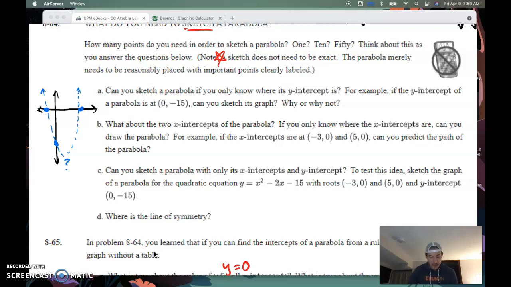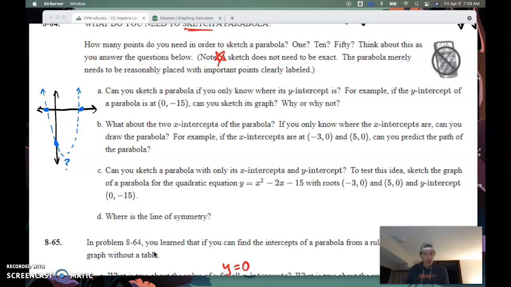I still have questions about that vertex. I do not know exactly what this parabola is going to look like, but it's good enough to be able to sketch it. So for part C, once we have those 3 points, the x-intercepts, or the roots, and the y-intercept, I think we have enough information, okay?